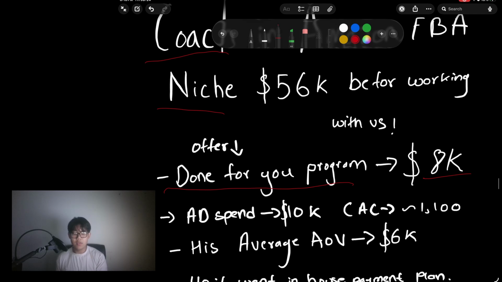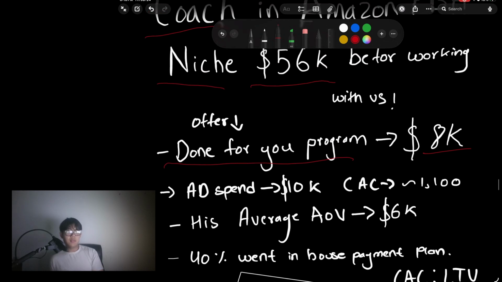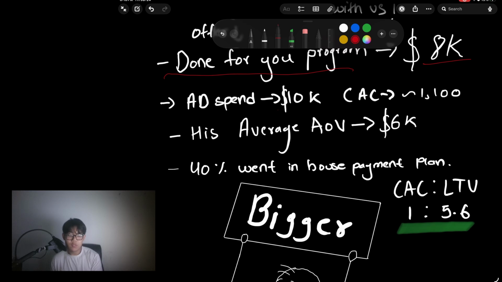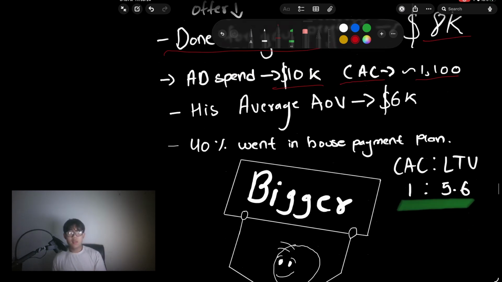And again, he was netting almost 50K cash collected. I'm not saying revenue, because that's what he was getting upfront, cash collected, right? Now his ad spend was 10K, and his customer acquisition cost, or CAC, was around 1100.